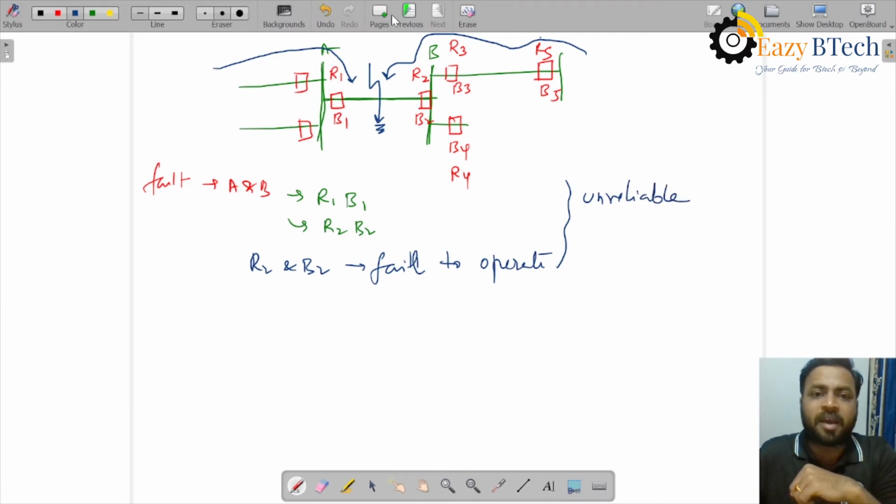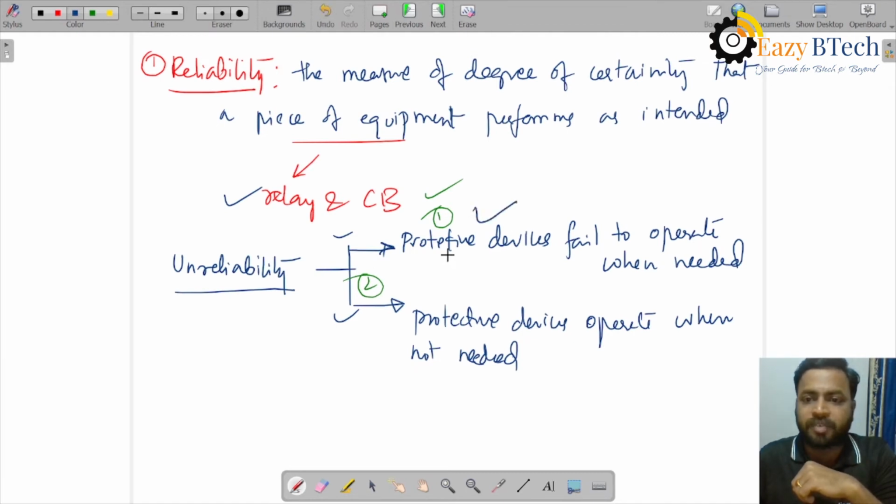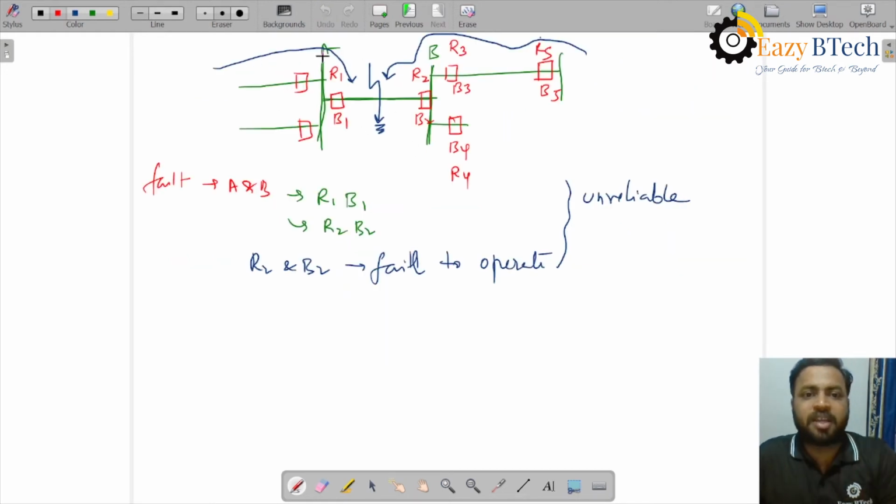Here, unreliability is because of the first reason. Protective devices are failing to operate when needed. Here there is a fault in between zone A and B, and it is needed for the relays to operate, and they are failing to operate. This is one of the reasons for unreliability.